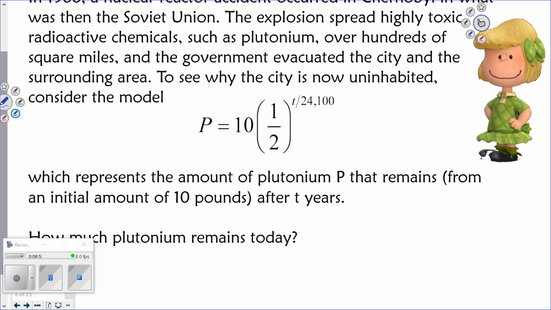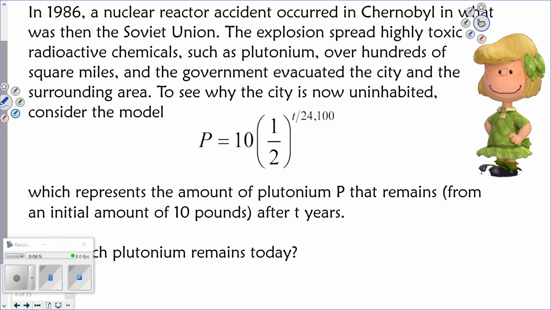So this happened in 1986. How many years has it been? How many actual number of years has it been? It's been 32 years. Just 2018 minus 1986. So in order to figure out how much is left, we can use this formula and just plug in 32 for T, because it's been 32 years. So go ahead and type that equation in for me.